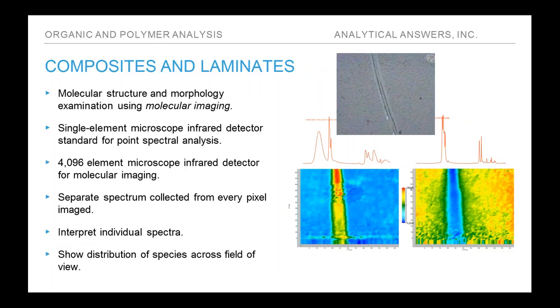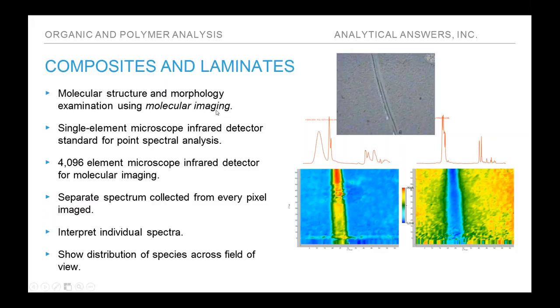So moving over, getting into the more complicated systems, various composites and laminates, we can do single point analysis, but quite often what is of interest is not only the molecular structure but also the morphology of it. Here, for example, we have a sample of a packaging material. This is a microtome section. We can see material with a thin line of material running through that.